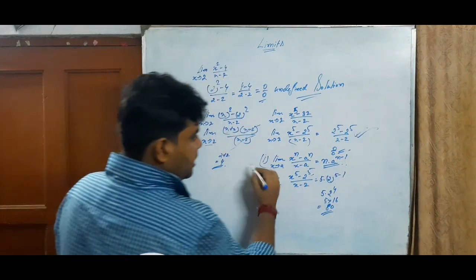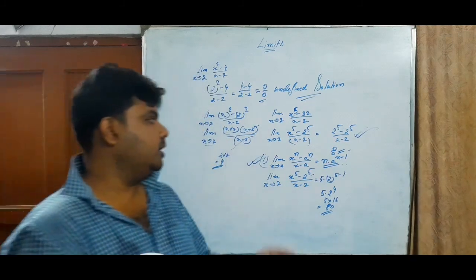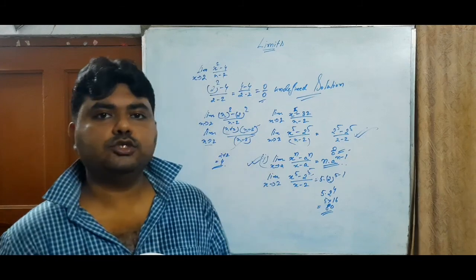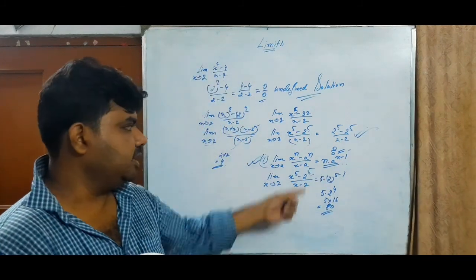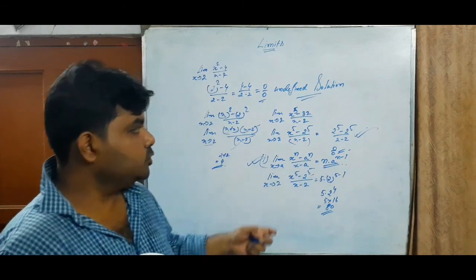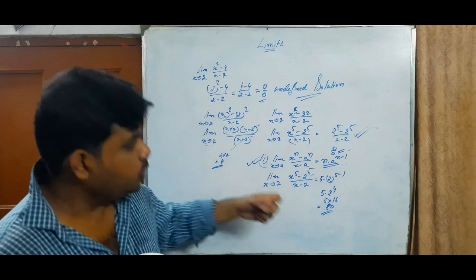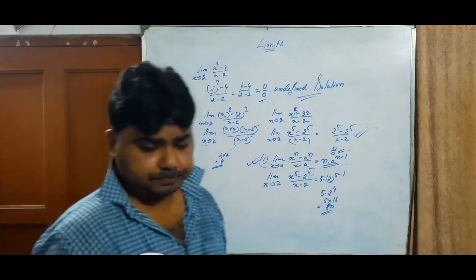So this is the first theorem or first rule for limit, that is limit x tends to a, x to the power n minus a to the power n by x minus a will be n into a to the power n minus 1. Okay, so you can note it down. Now we will see some other formulas.